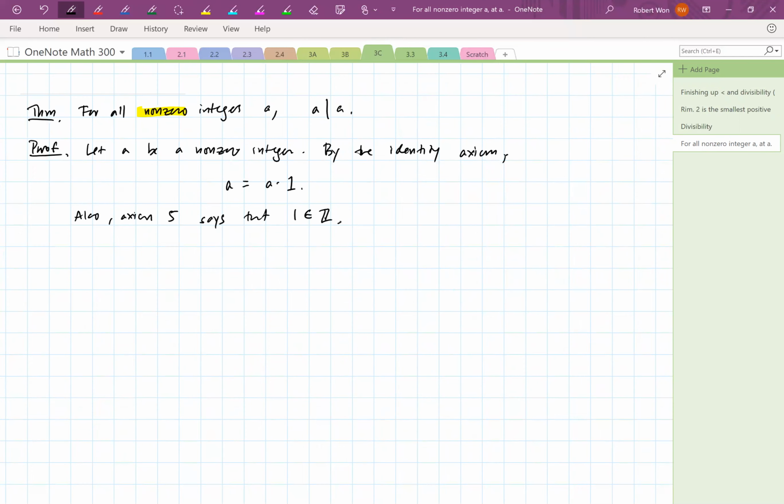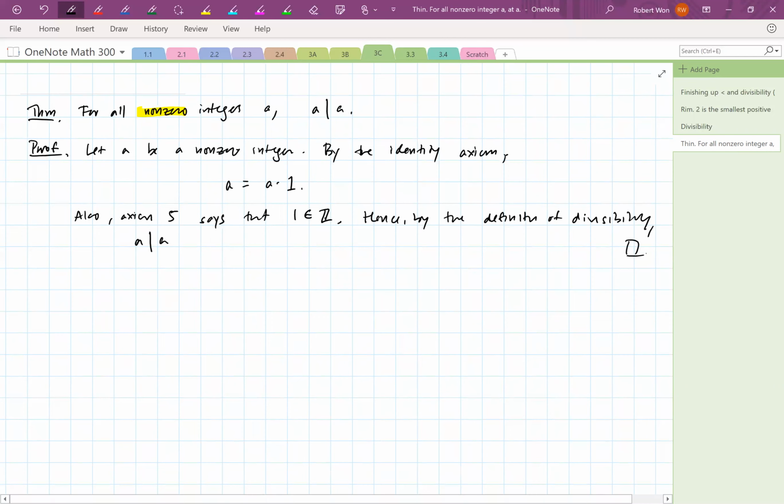Hence, by the definition of divisibility, a divides a. That's by definition, because we've shown that it satisfies the definition. Okay, so not a particularly complex proof, but just one that uses the definition. It's a thing that we should know why each step is justified.